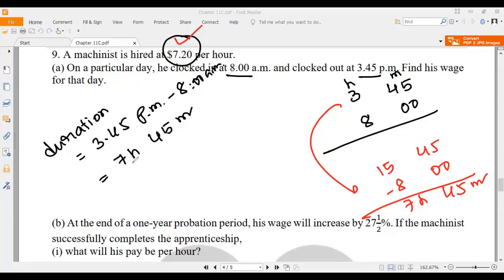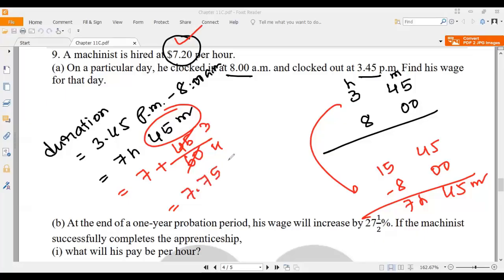So if he works 7 hours 45 minutes, what will be his wage on that day? Now we need to convert this minute into hour. So 7 plus, we need to divide the minutes by 60 to convert into hours. 45 by 60 will actually be 3 by 4. After dividing both by 15, we'll get 3 by 4 or 0.75. So 7.75 hours he actually worked on that day.